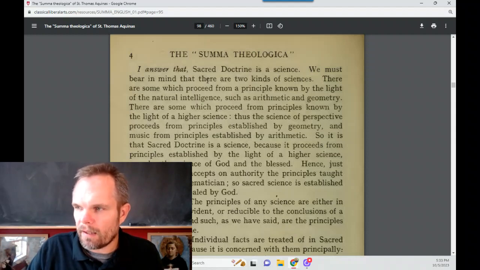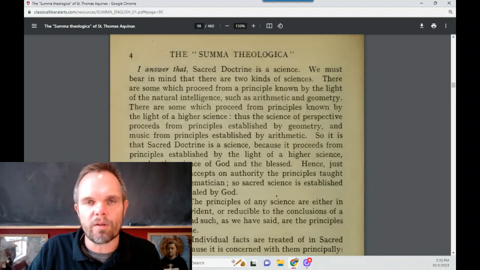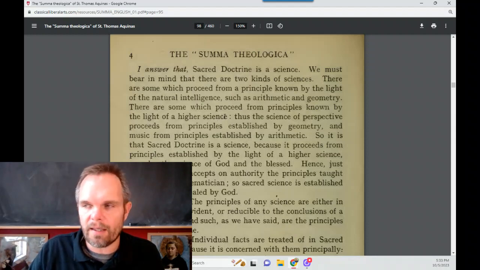We must bear in mind that there are two kinds of sciences. There are some which proceed from a principle known by the light of natural intelligence, such as arithmetic and geometry. In other words, there are some sciences, like the 7 liberal arts, which are drawn from self-evident truths, like arithmetic and geometry. There are some which proceed from principles known by the light of a higher science. Thus, the science of perspective proceeds from principles established by geometry. Music proceeds from principles established by arithmetic.